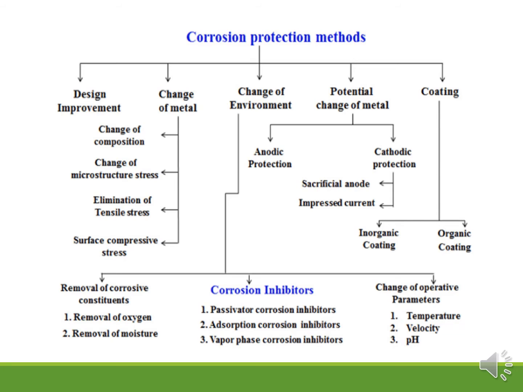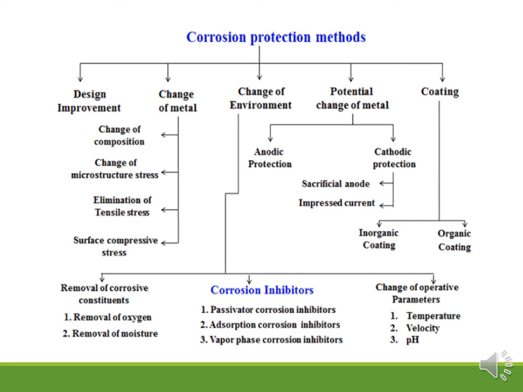In the last lecture, we studied different methods used for the protection from corrosion. Last lecture, we used change in the environment, that is removal of corrosion constituents, and using a corrosion inhibitor. But it is not always possible to change the environment.